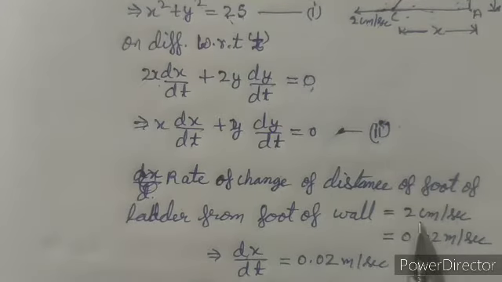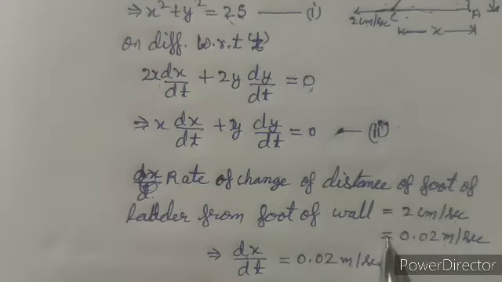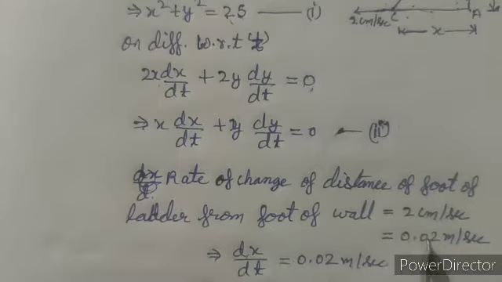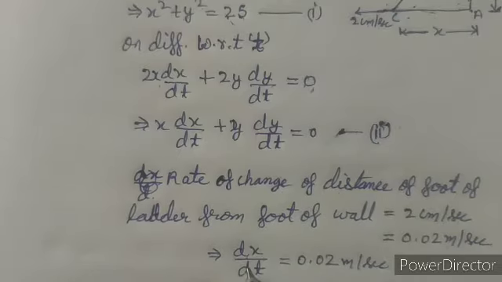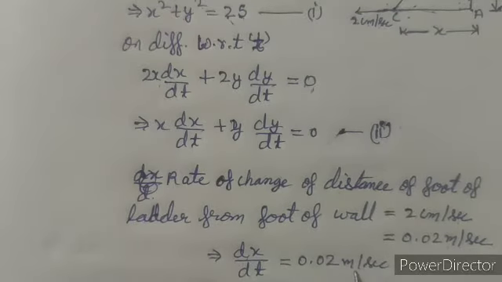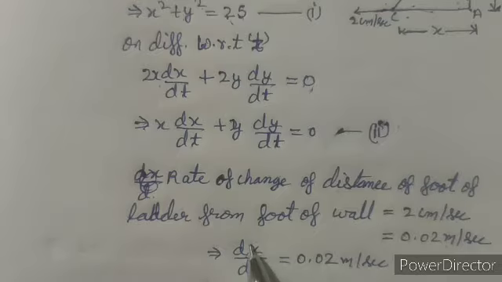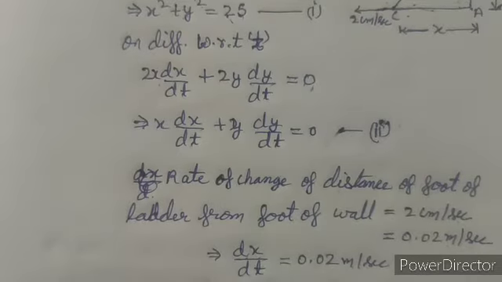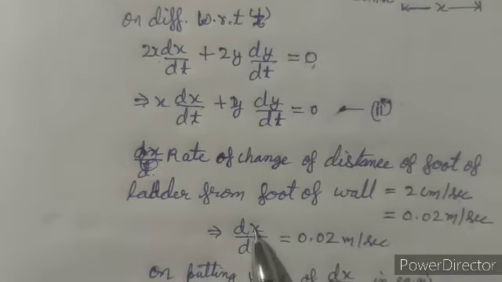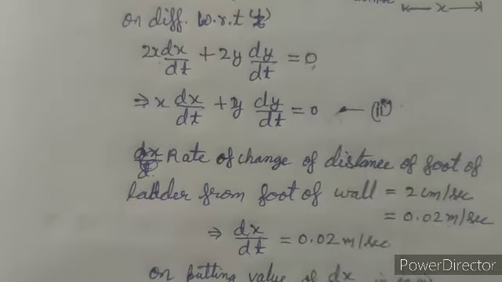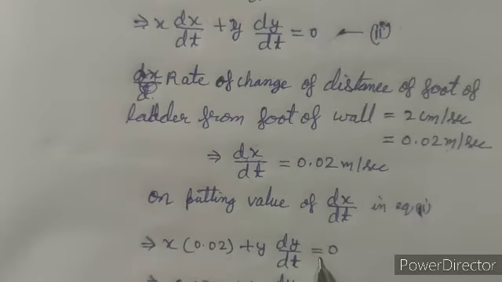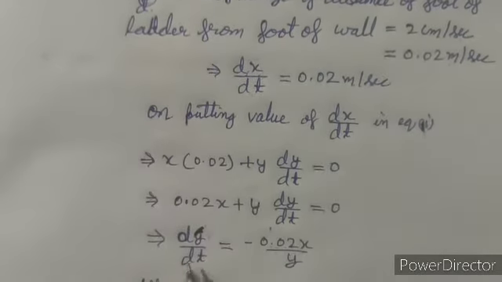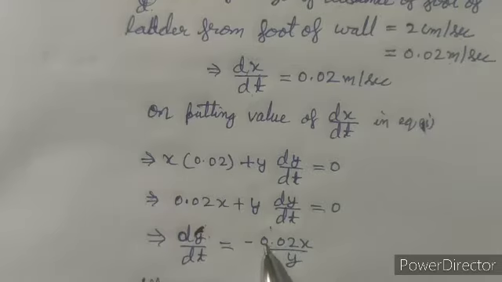Now that can be converted into meter by dividing it by 100, that will be equal to 0.02 meter per second. That means dx by dt is equal to 0.02 meter per second, as we have taken the distance of the foot of the ladder from the wall as x. Now putting the value of dx by dt in equation second, we will get x into 0.02 plus y dy by dt equal to 0, and that will give us dy by dt equal to minus 0.02 x upon y.